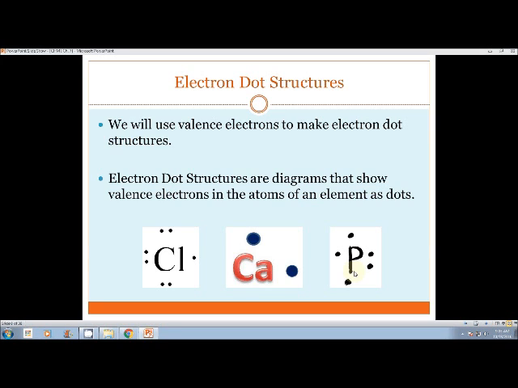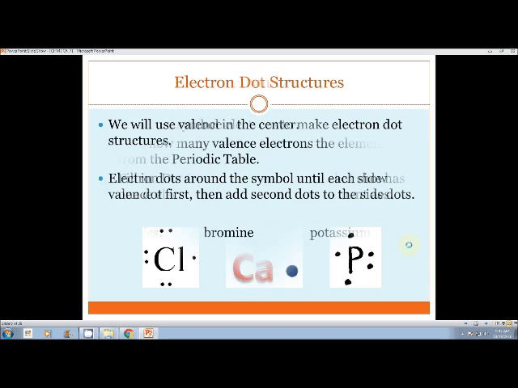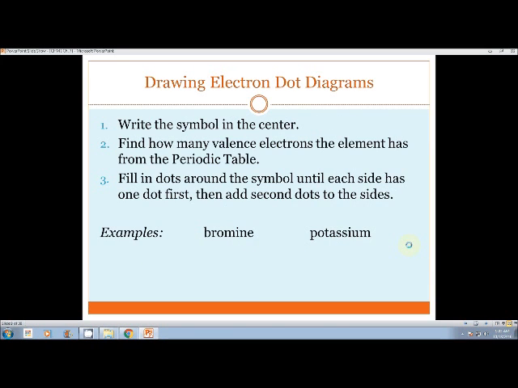When you're filling in the dots, you have to make sure that you put 1 on each side of the 4 sides. Think about it being a box around it. So you put 1 dot in each box, or on each side of the box, and then once you get to 4, then you can start doubling it up, okay? So let's try. We're going to write this symbol in the center, find out how many valence electrons it has, and then fill in the dots around the symbol.